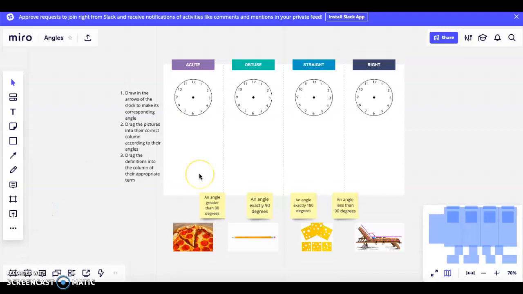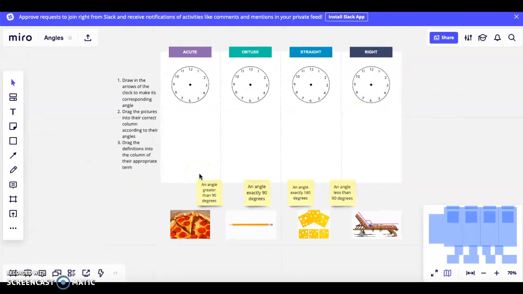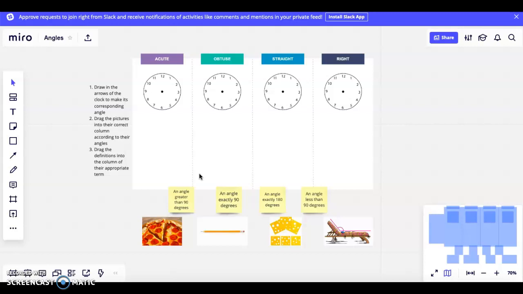Hello, this is my Miro, and it is the interactive whiteboard lesson that I've made for my future students about angles. And here you'll see columns with acute angles, obtuse, straight, and right angles. I have my directions for what I want my students to do over here.